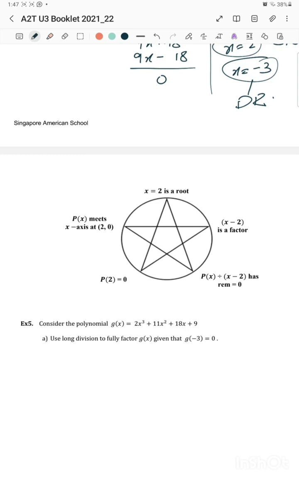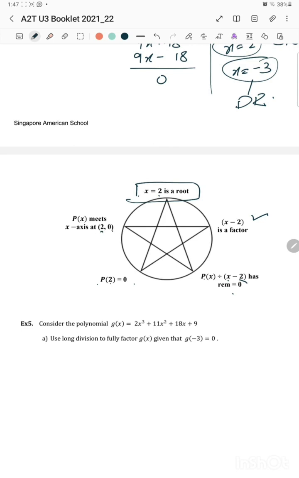Okay, so x is equal to 2 is a root. It means x minus 2 will be a factor. It means when p of x is divided by x minus 2, the remainder would be 0. And it means if we put 2 in the polynomial, the answer would be 0. It means p of x will meet the x-axis at 2, 0. So there are 5 stars.